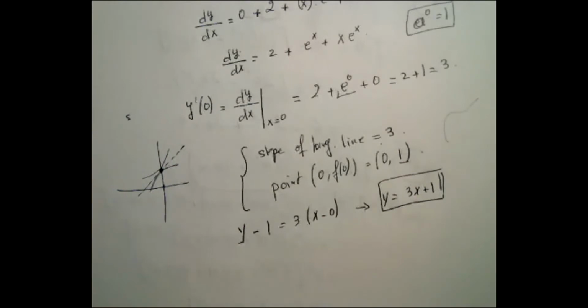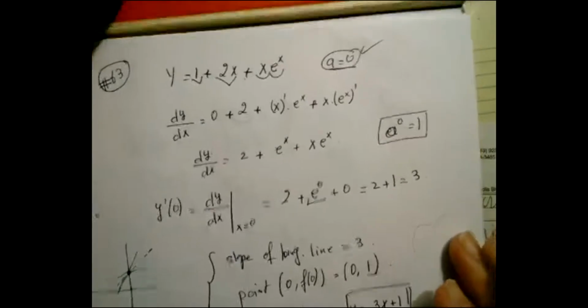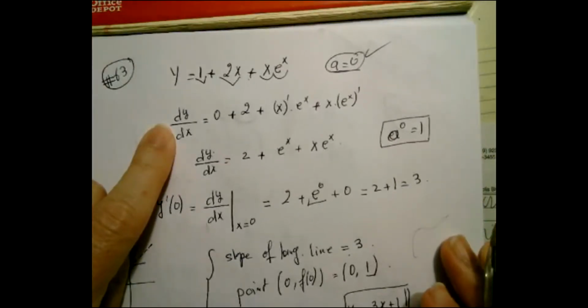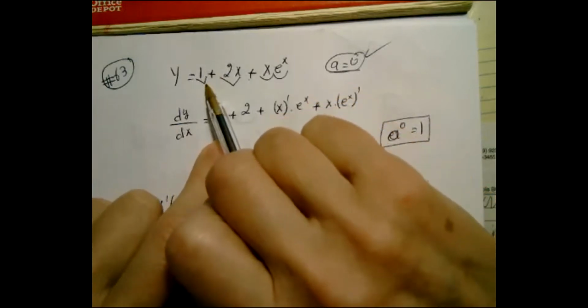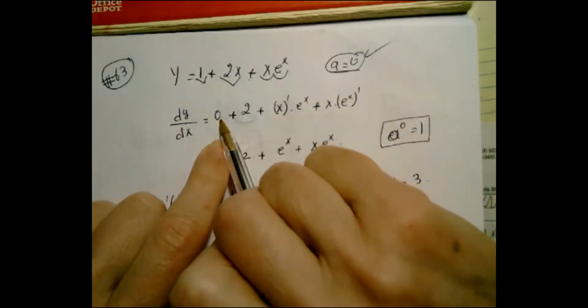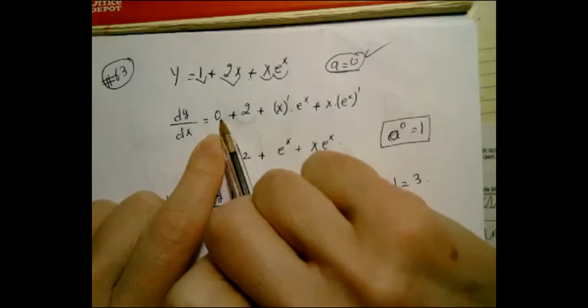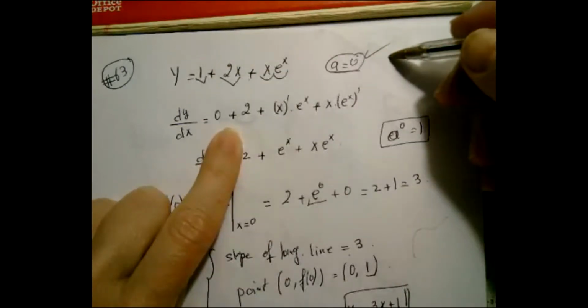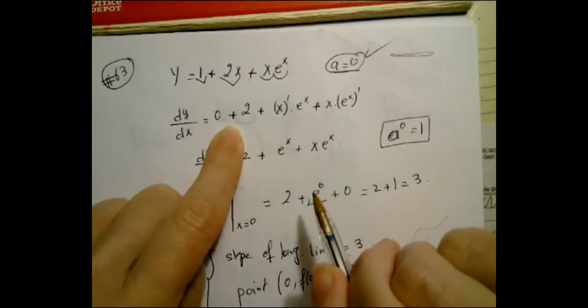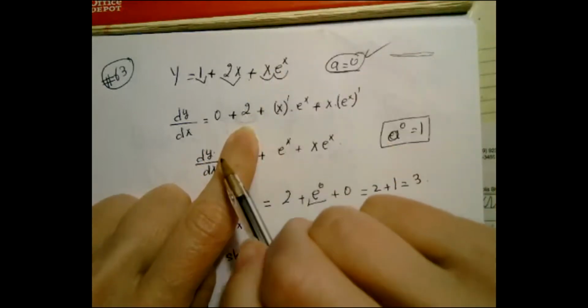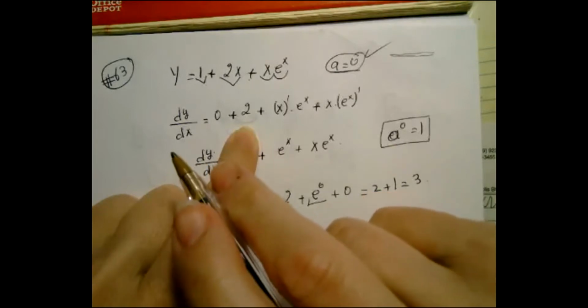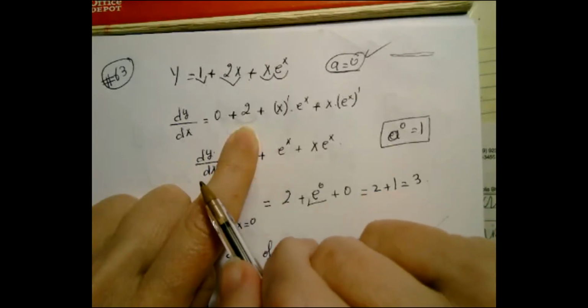How did you get y prime again? This one? Yep. Okay. What's the derivative of 1? We do it step by step. That's the 0. Plus, the 1 is a constant. It doesn't change. So its derivative is 0. Plus, what's the derivative of 2 times x? It's just 2. It's just 2.